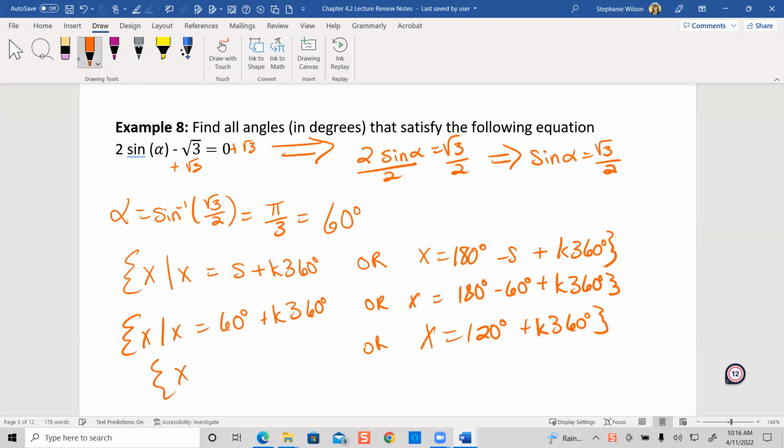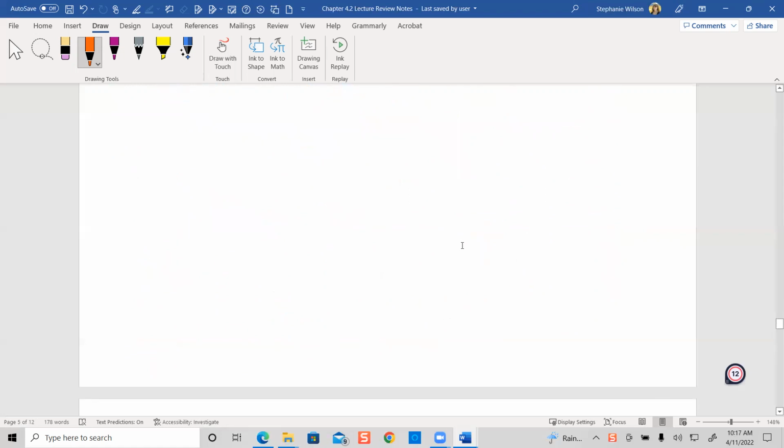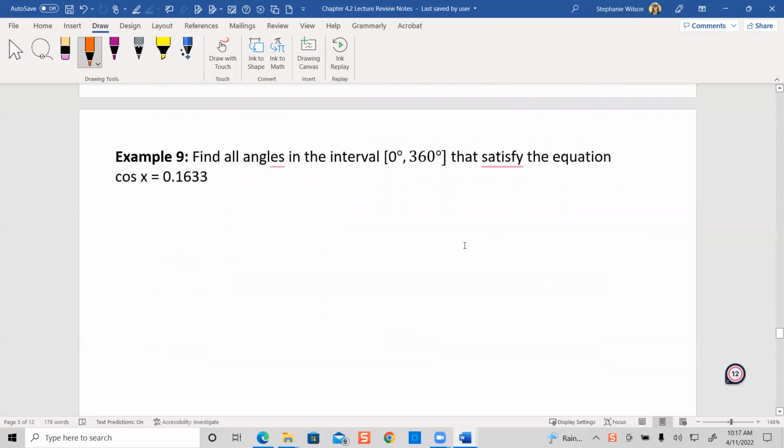Okay, so that is our answer. All right. Okay, so now let's do our next one. Find all angles in the interval of 0 degrees to 360 degrees that satisfy the equation given to us right here.